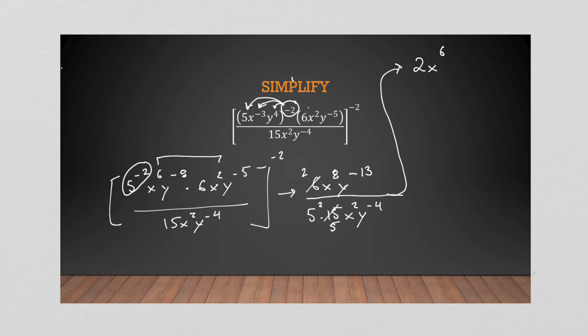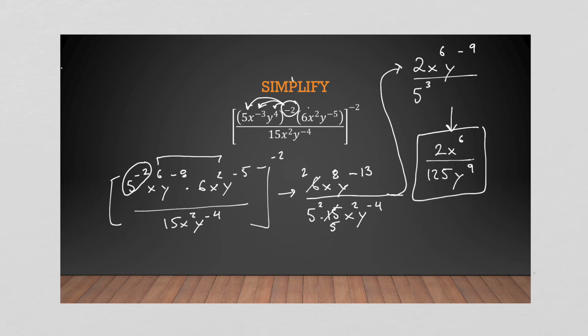And then -13 minus -4 is -13 plus 4. So y to the -9. And then over 5 squared, and now times 5, which gives me 5 cubed. And then simplify finally. So I have 2x to the 6. 5 cubed is 125, and y to the negative 9 becomes y to the positive 9. You can't do anything more than that. So that is method 1. Here's method 2.